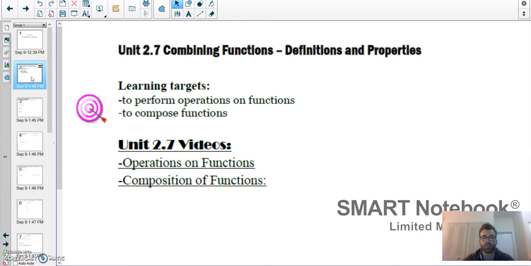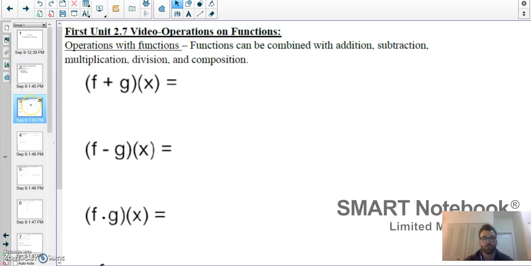More specifically, in this video we'll do operations. In the next video, part 2, we'll do compositions of functions. So we're going to talk about basic operations: addition, subtraction, multiplication, and division.